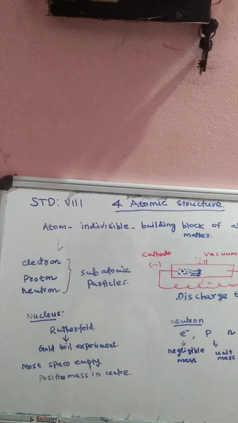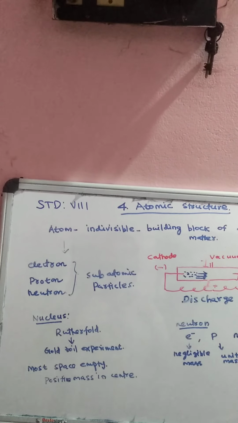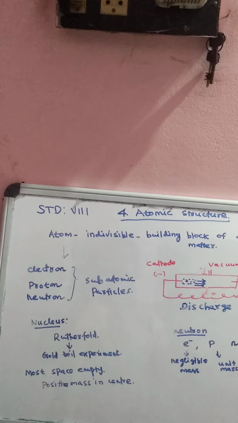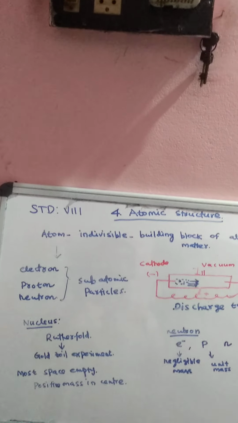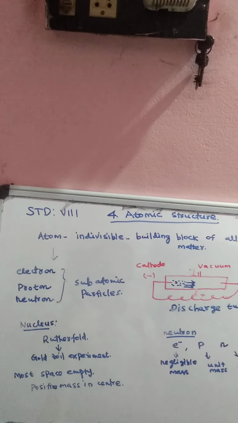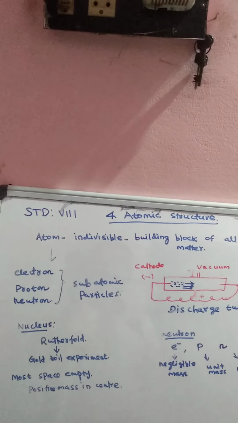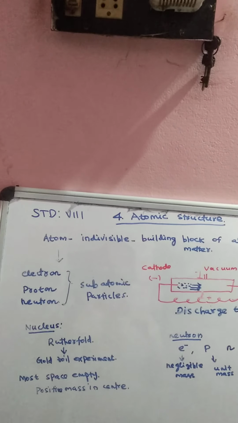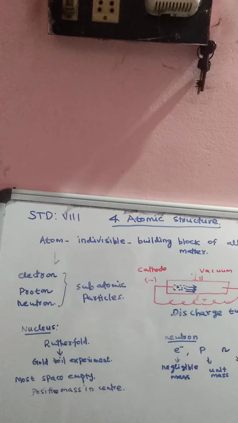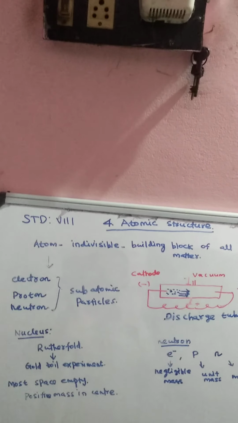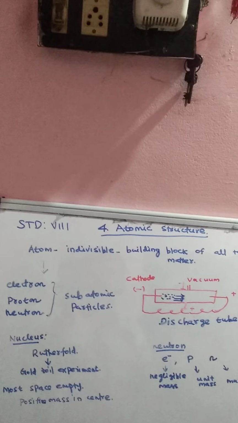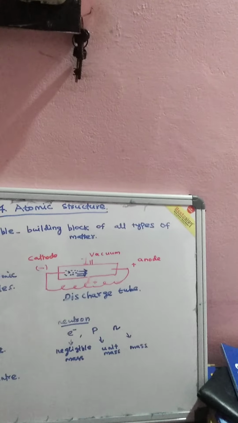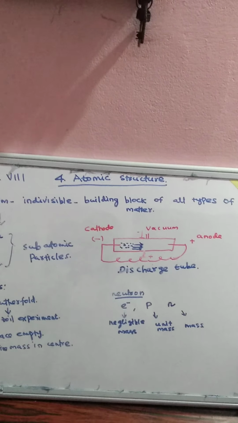What are they? One is electron, second one is proton, third one is neutron. These are the 3 subatomic particles. Electrons, protons, neutrons. Okay, children? So, how did the scientists identify the particles electrons, protons and neutrons? In this case, first there is one scientist, William Crookes.